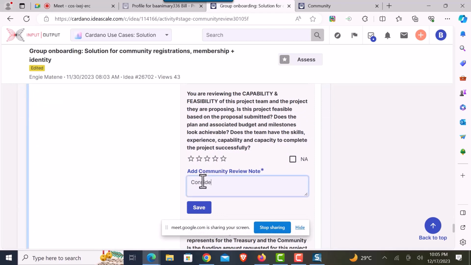Considering the information provided about the team and their relevant experience.